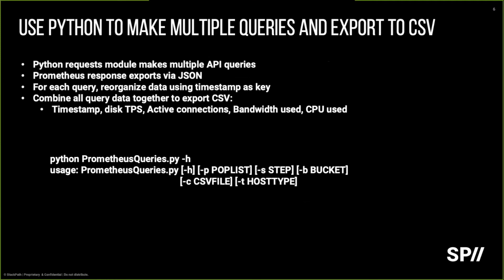What this means is that once I can do this, then all I have to do is write a new little script, which is going to make multiple API queries, one per range vector that I care about. Remember, I have at least 4 or 5 of them, like the disk TPS, active connections, bandwidth used, and CPU use. Every single one of those is an individual query. So I go ahead and pull that out, extract via the JSON the timestamps, put them all back together by the common timestamp, and then export that all out via a comma-separated value file. Not a problem.